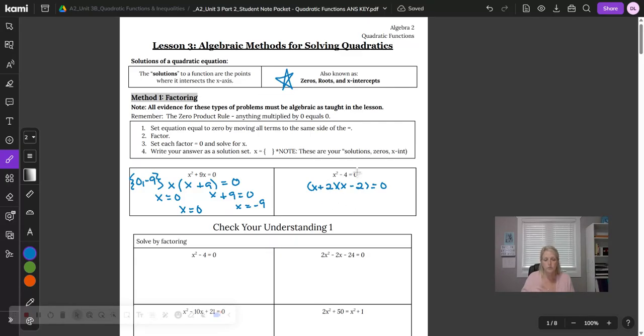This way, when we do FOIL, those middle terms will cancel out, and we still end up with a minus 4. So now I can see, this will be my factoring. I can see that x can equal negative 2 or positive 2.